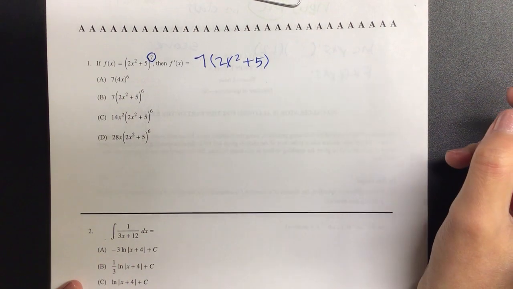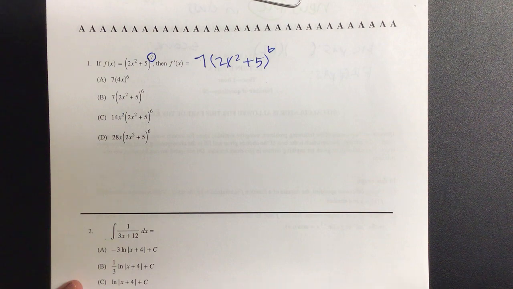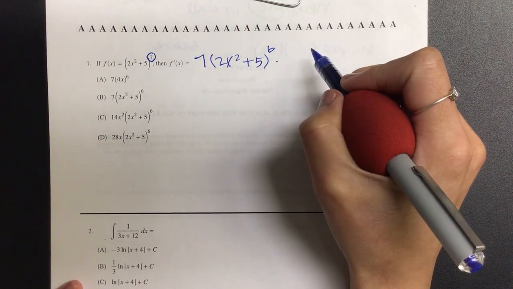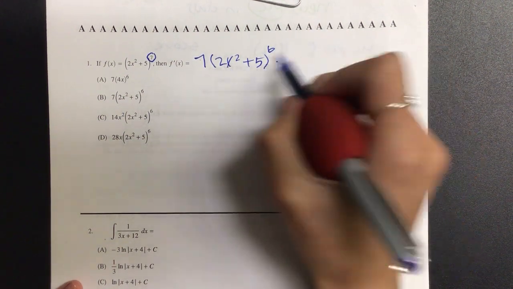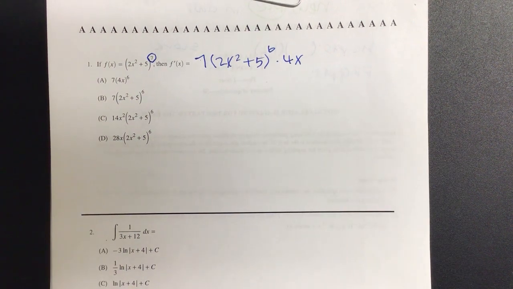And what happens to my new power? Subtract 1. And then because it's chain rule, what do I now need to do? Derive the inside. What is my derivative of the inside? 4x. And what would match that? D.